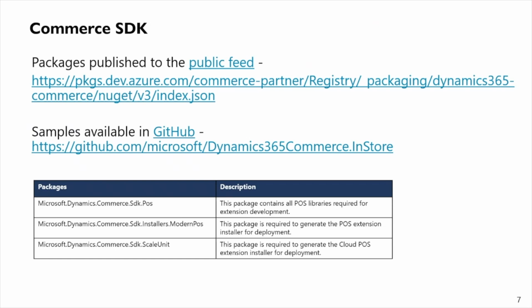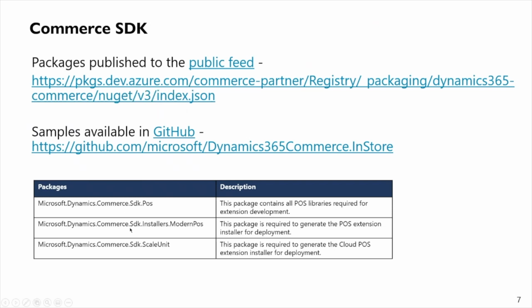Suppose you say, hey, no, I don't have on-prem, I'm doing everything cloud point of sale, I want to deploy just to the cloud, then you will use this package type to generate your deployable package. Okay. So these are the 3 main packages you would need for your development. Okay. You can get these packages from this public feed.